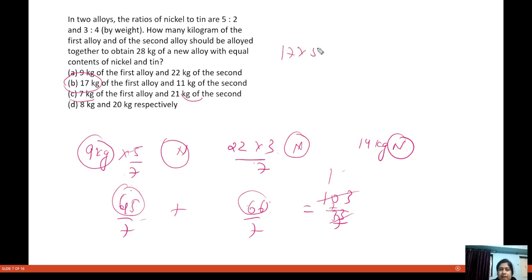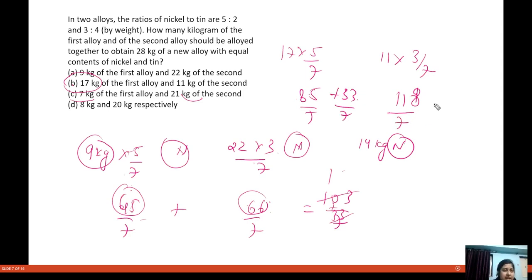So 17 into 5 by 7, and 11 into 3 by 7. So obviously this is 85 divided by 7. This is 33 divided by 7. So you have how much? You have this 8, and this will be 11.